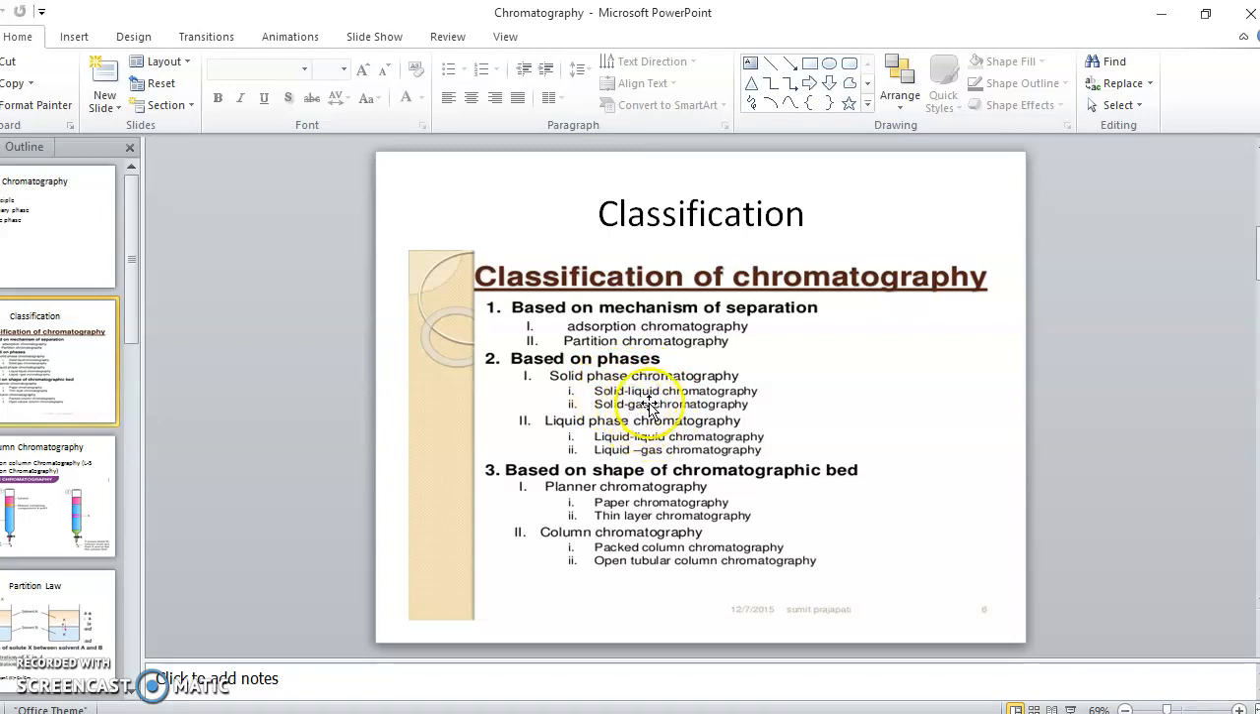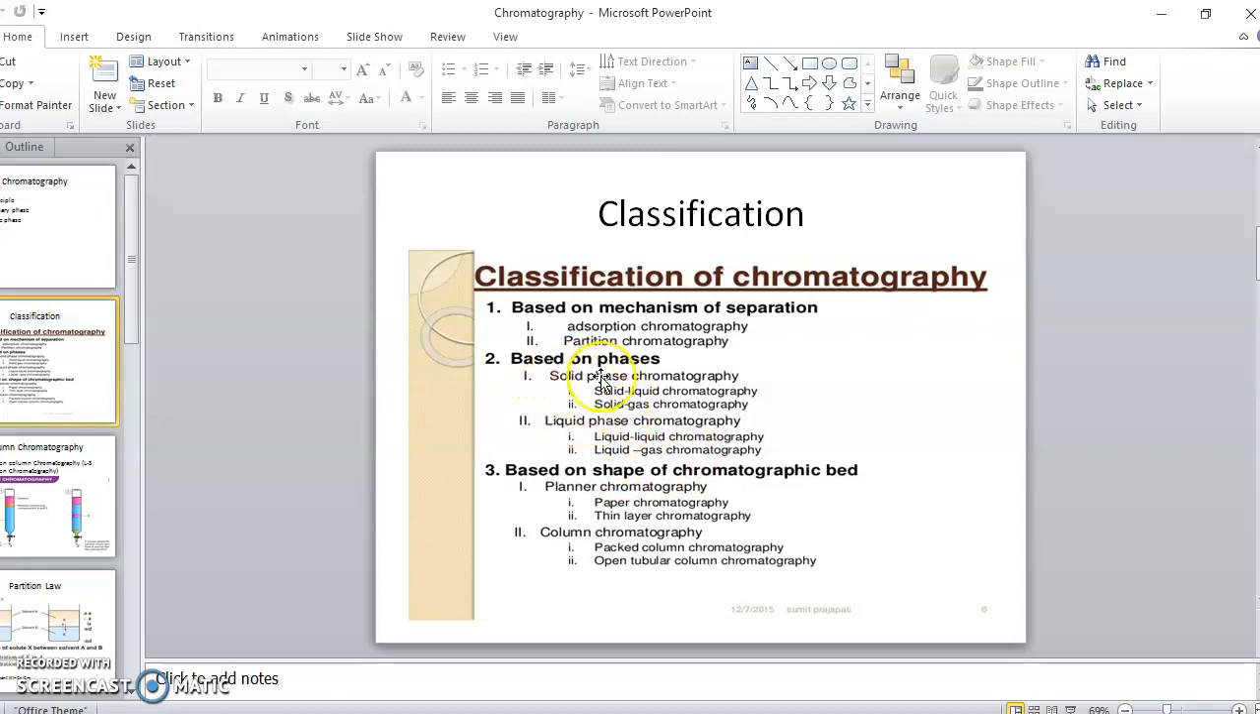Now if the mobile phase is a gas and the stationary phase is a solid, then it is called gas solid chromatography. Now you have liquid phase chromatography. There you have liquid chromatography. Both the phases, mobile phase as well as the stationary phase, are liquid, hence it is called liquid chromatography. Now if you have the mobile phase as gas while the stationary phase as liquid, then it is called gas liquid chromatography.